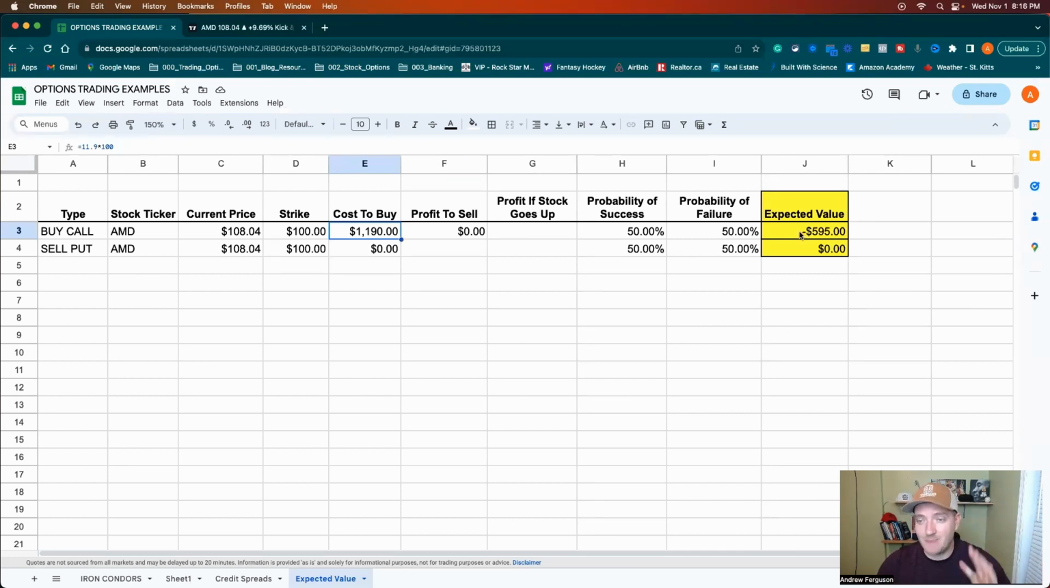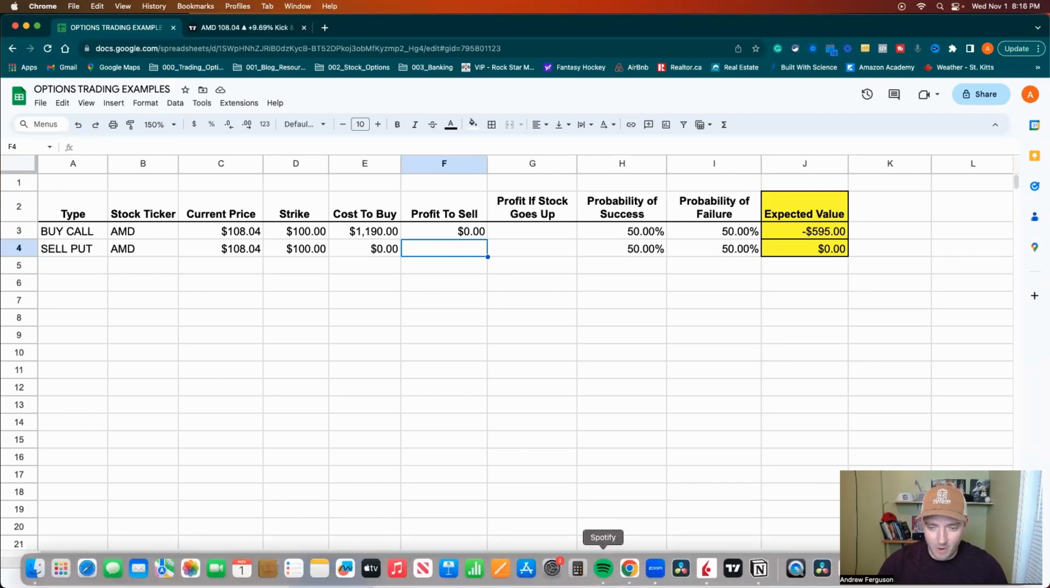And you can see that the expected value number did change, but it's not a final number yet in this equation. We still have areas we need to put in some data: profit if the stock goes up, and the probability of success. But before we do that, let's get this profit to sell column done for selling the same put at the $100 strike price.